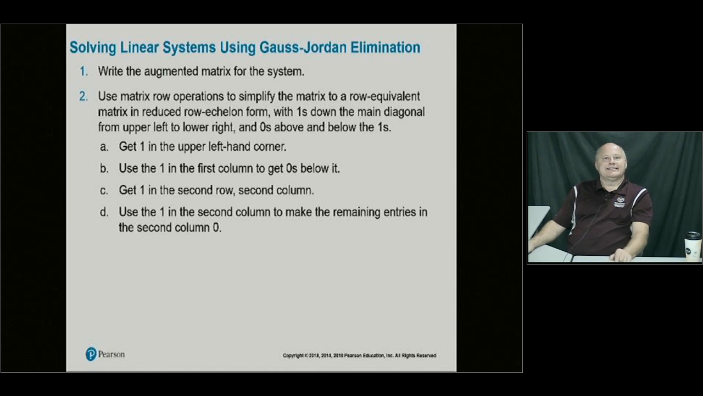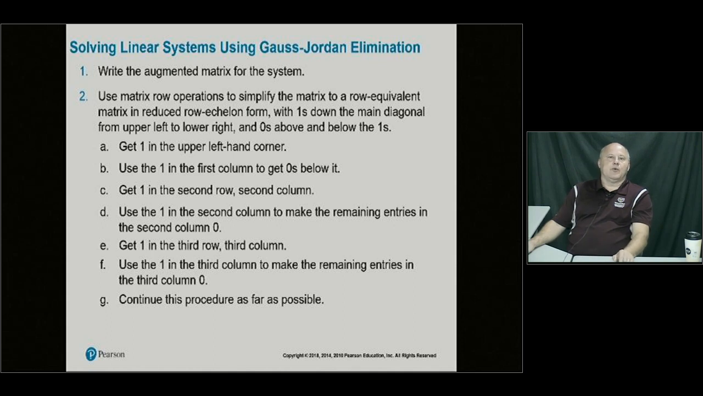We're going to get 1 in the second row, second column. We're going to use the 1 in the second column to make the remaining entries in the second column 0. We're going to get 1 in the third row, third column. So A, B, C, D, and E is just row echelon form. Okay, so we're going to get 1 in that third row. Now, F, we're going to use the 1 in the third column to make the remaining entries in the third column zeros. So we're going to go back up to the top. We're going to use that one to put zeros in the third column on the first and second rows.